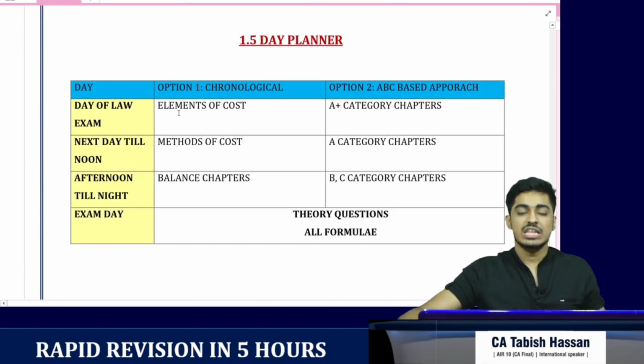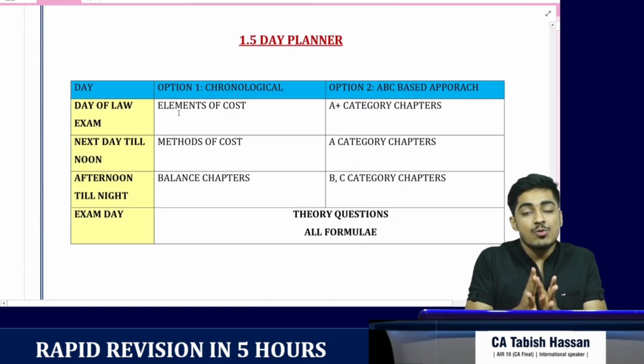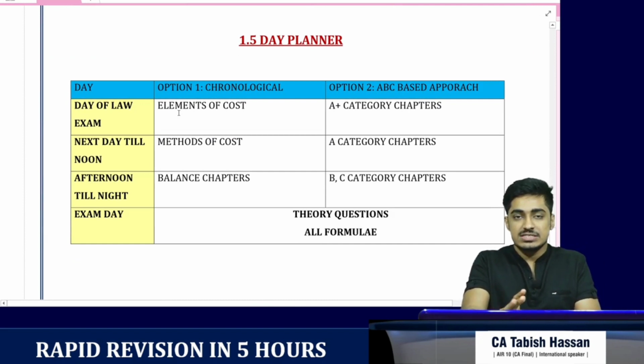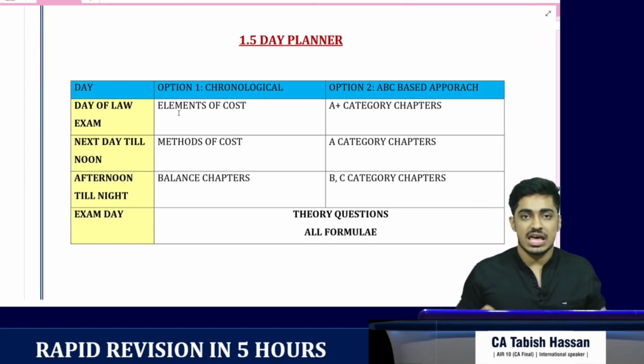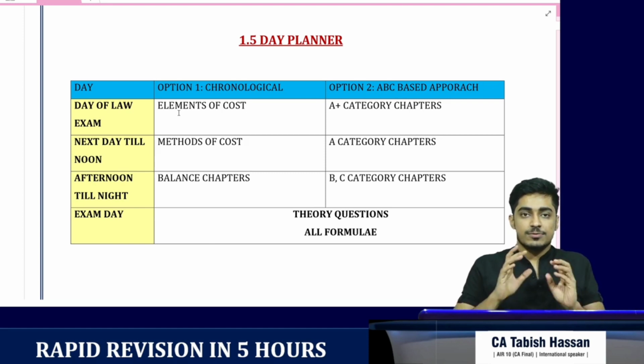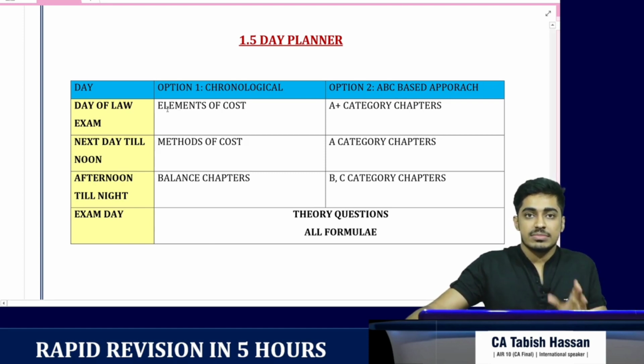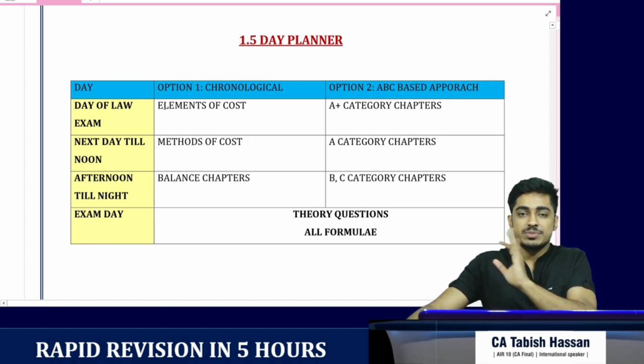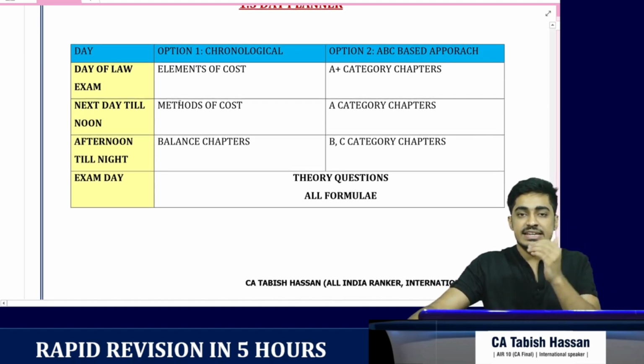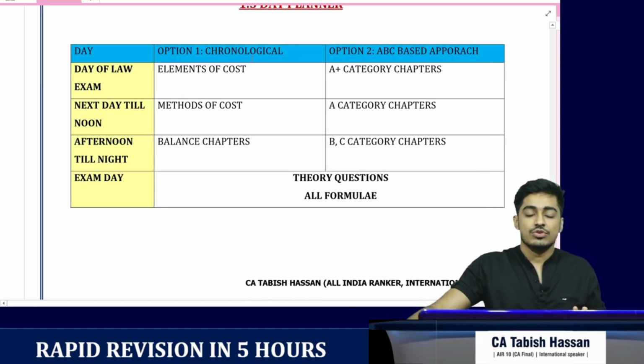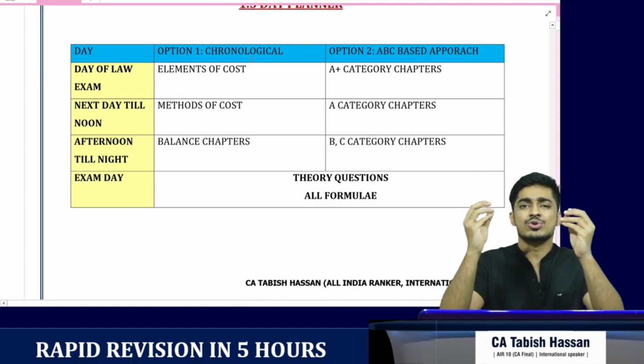Clear? Now, 1.5 day planner. How I would have planned my 1.5 days before I go and write my exams. I would have bifurcated the entire duration into 4 parts. First is the day of law exam, that is from 8 p.m. approximately till midnight, and next is next day till afternoon, next day till night, and next is on the day of exams. So we can follow 2 approaches.